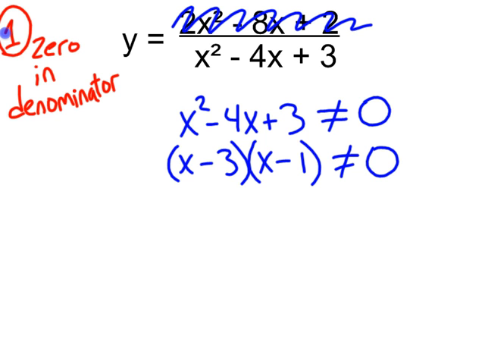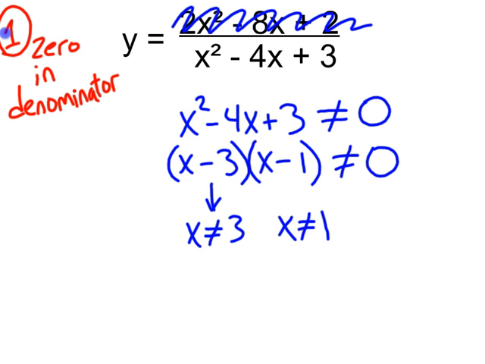It works just the same way as solving equations. The fact that this is an inequality doesn't really change our process. This tells us that x cannot equal 3 and x cannot equal 1. Again, we're used to having equal signs here, but we're just changing them all to not equals.